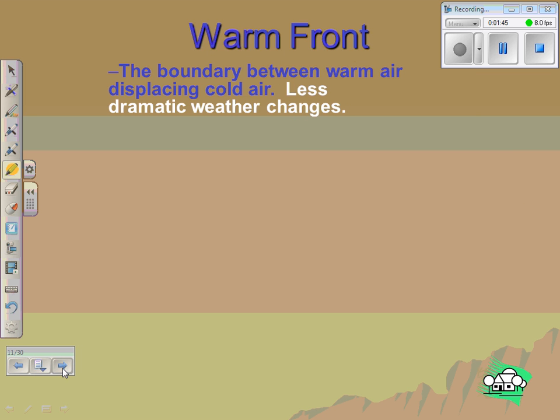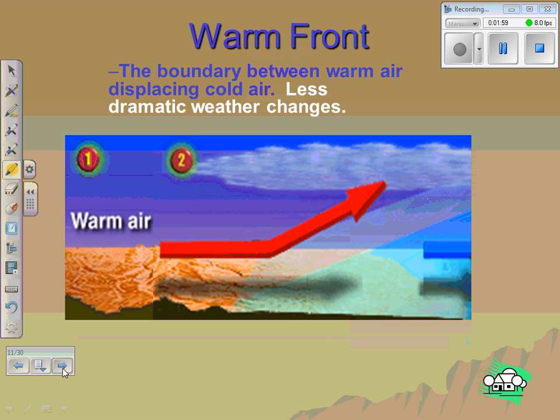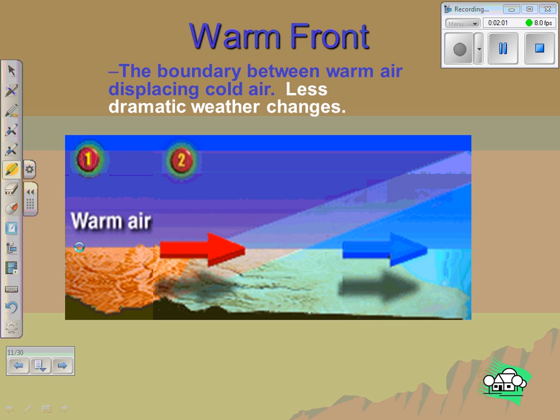A warm front is the boundary where warm air displaces cold air. Less dramatic weather changes. We like warm fronts. It brings in warmer, drier weather usually, unless there's a lot of moisture brought up from the Gulf. And here's what they look like. Once again, the warm air moves in, and it's going to rise up over the top of the colder air. And again, it's going to set up those convection currents.